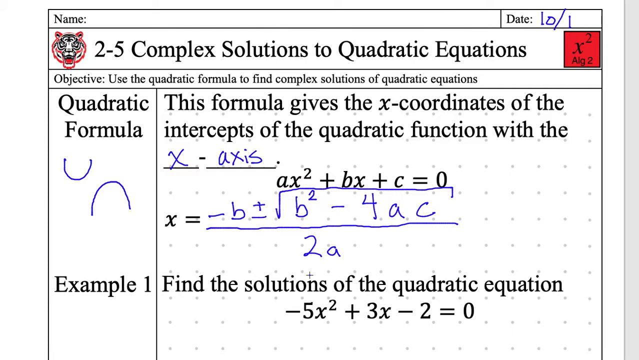Okay, here's the song. Are you guys ready? X is equal to negative b plus or minus square root b squared minus 4ac all over 2a.